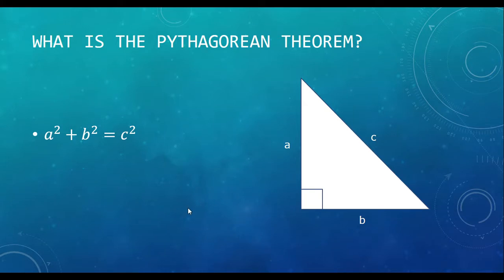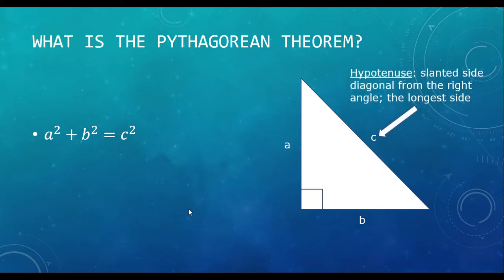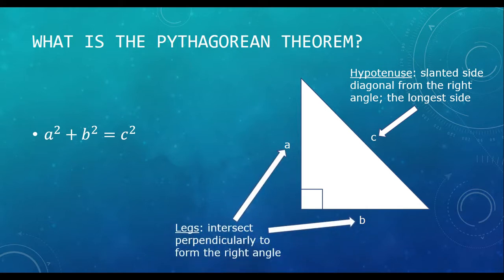And C represents the hypotenuse, which is the slanted diagonal from the right angle in the triangle, and it's always your longest side. A and B represent the legs of the right triangle, and they form the right angle. Keep in mind that Pythagorean theorem only works for right triangles. So any other type of triangle you're dealing with, obtuse, acute, Pythagorean theorem is not applicable.